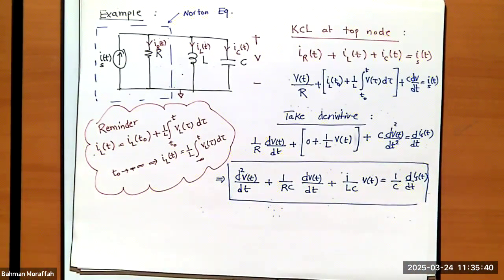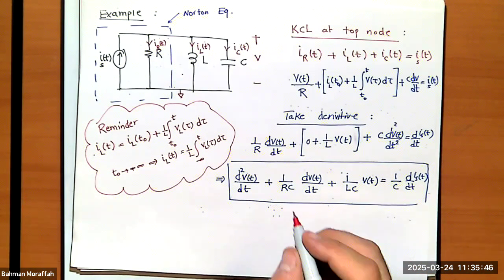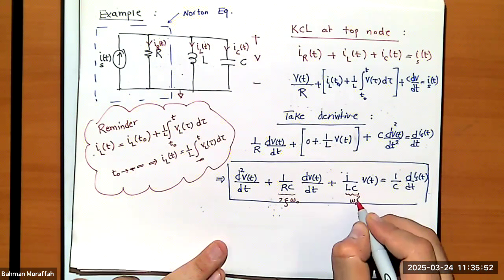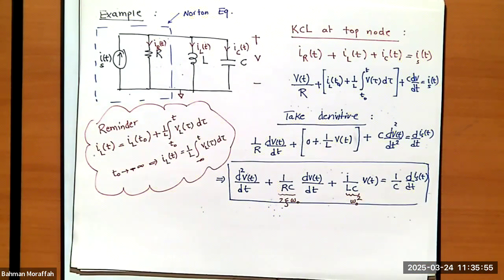Again, I end up getting a second order differential equation. If I compare it to the general formula that we had before, this term over here is 2 zeta omega naught, and this term over here is omega naught squared. In a second, I'm going to tell you what these basic constants mean. But for a second, let's only focus on the differential equation. So in both cases, we end up getting a second order differential equation. So the question comes down to, how do we solve a second order differential equation? Let's look at that.